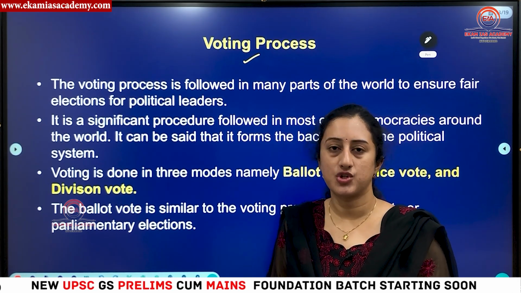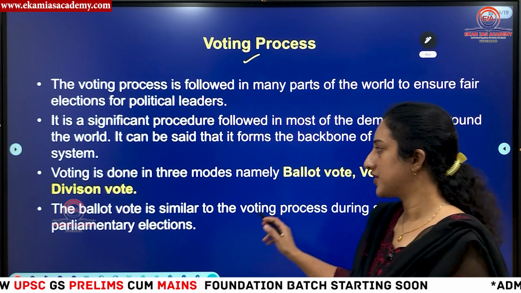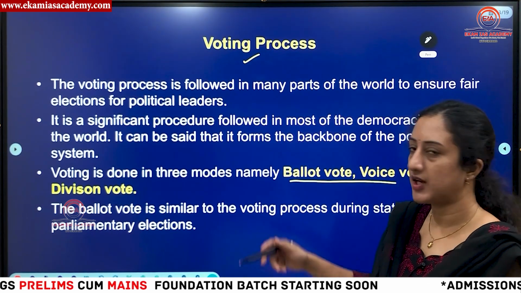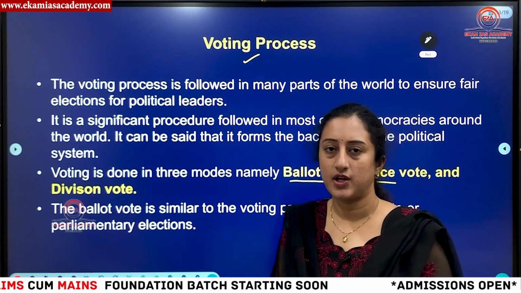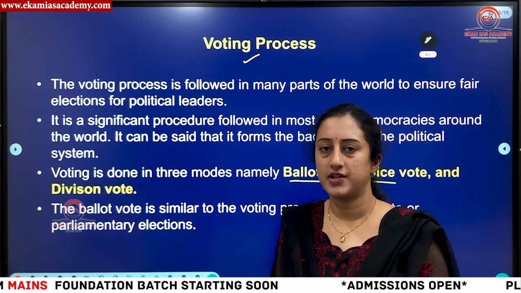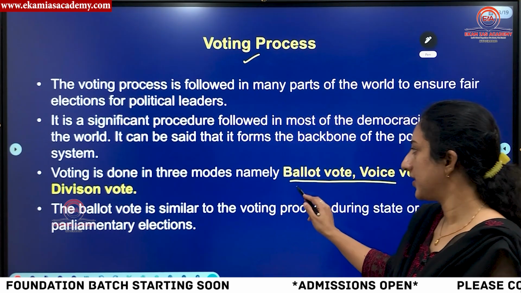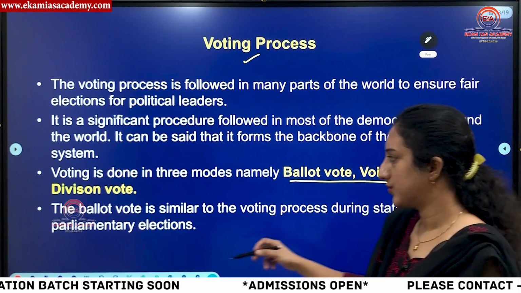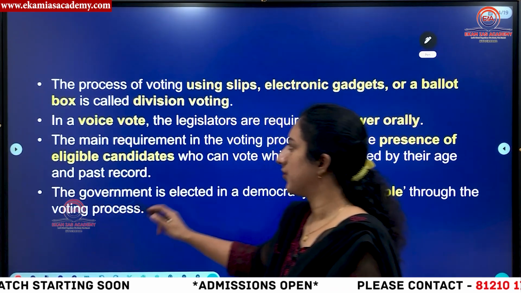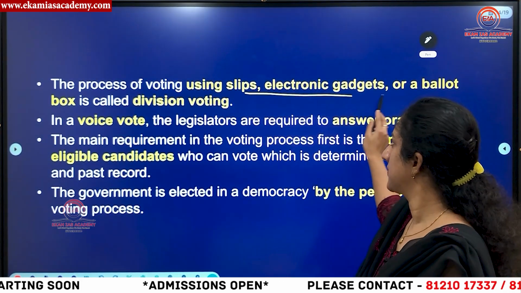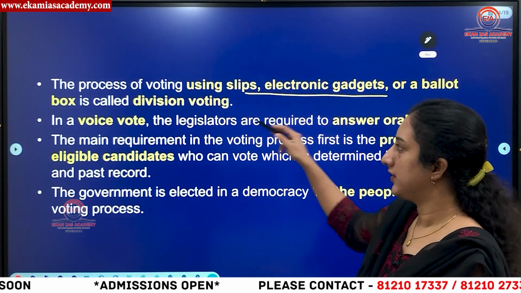Then we have a division vote also. This division vote is mainly used when electronic gadgets are used, and then we call it a division vote. So this floor test can happen either through a ballot vote, voice vote, or division vote. Division voting uses gadgets, slips, or anything similar, and that we call division voting.